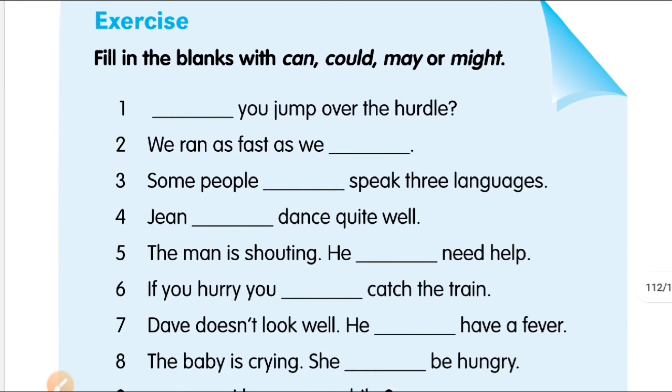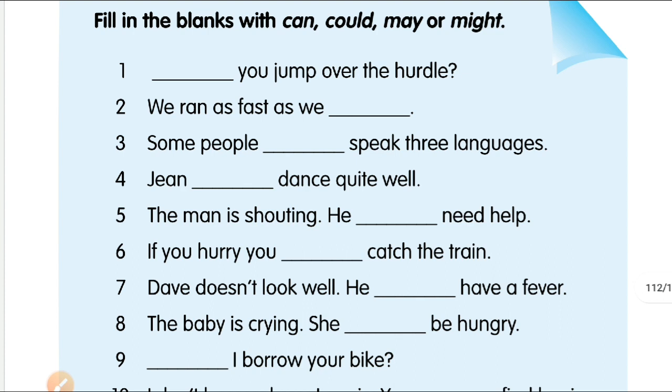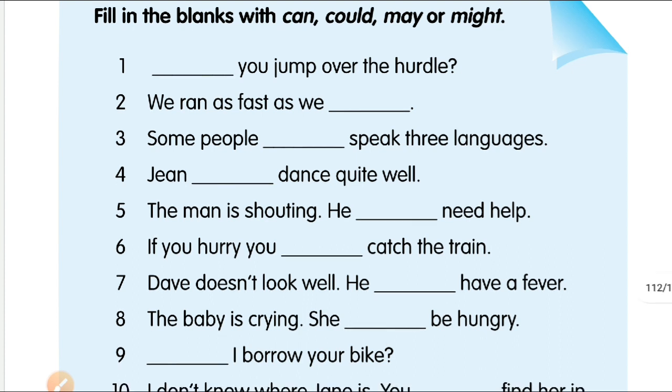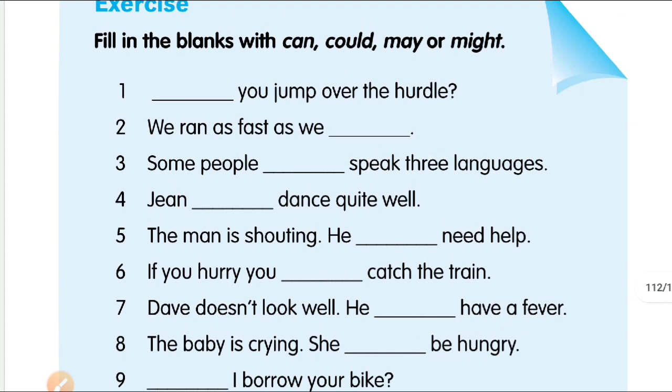So you can do the exercise here. Dash you jump over the hurdle. You are asking, can you jump over the hurdle? We ran as fast as we can. Some people can speak three languages. Jen can dance quite well. So in case of present, you can fill in all the sentences with can, but could or might is used for past tense.